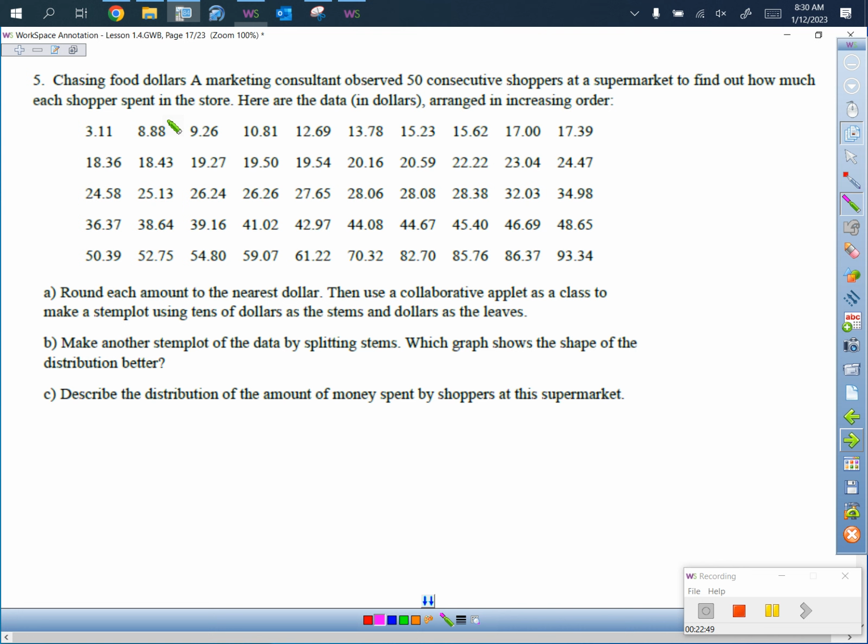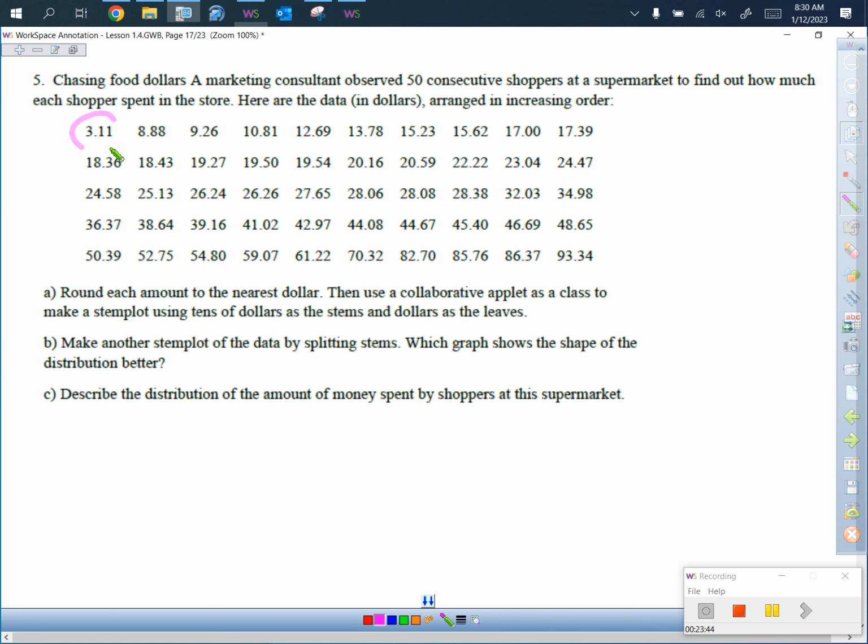Okay. So 50 shoppers were just standing by the register, seeing how much they paid for their bill, and they recorded it. They did a very nice thing here by putting these in numerical order for us. Or maybe Mr. Fonestill did that when he typed out this worksheet, but I already put them in numerical order, saving us a bunch of time. They want us to make a stem and leaf plot for it.